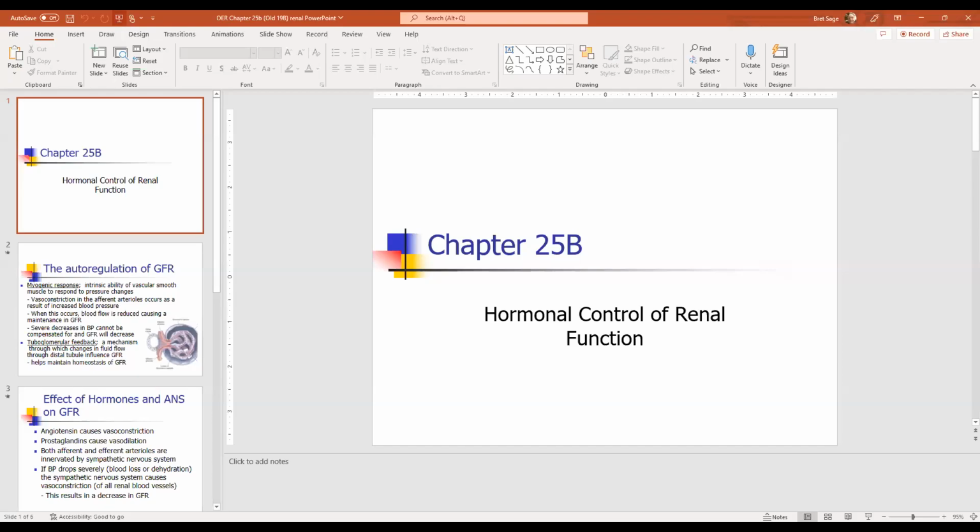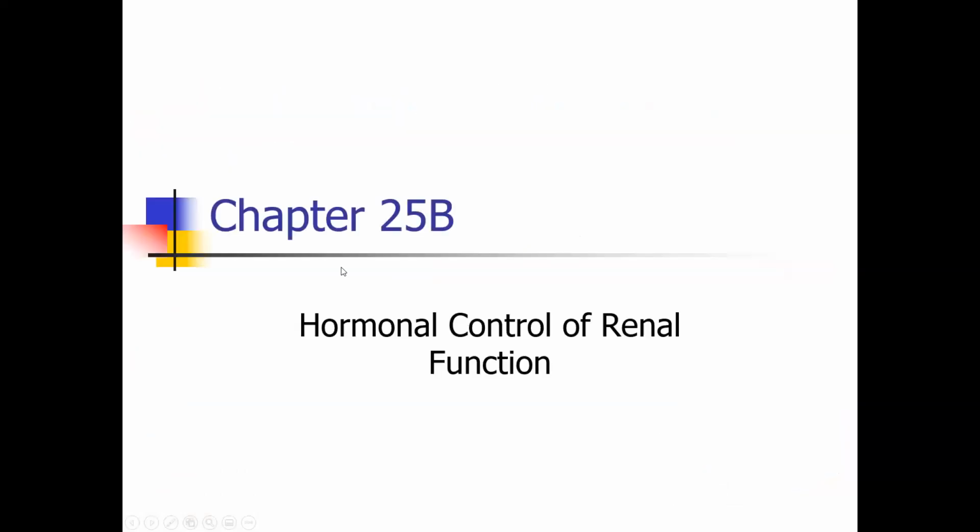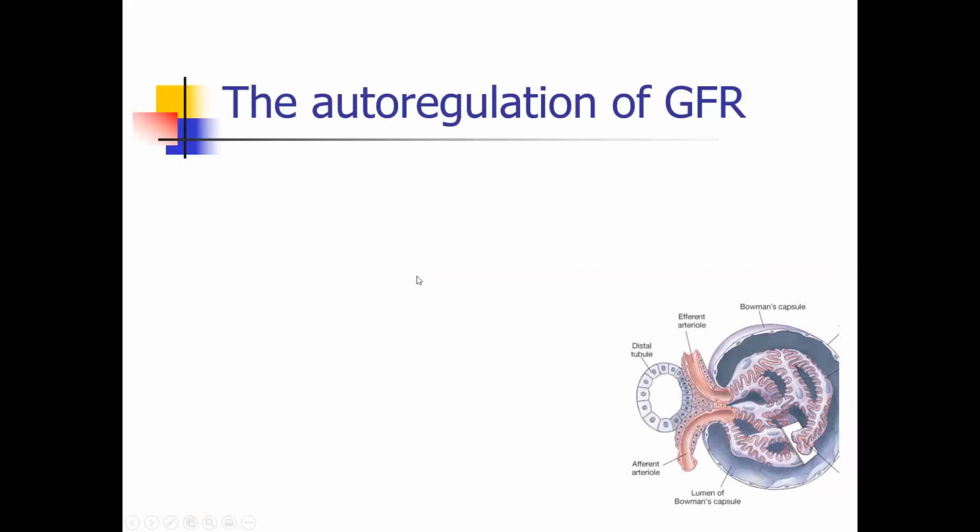Okay, so let's go to 25B, which is more renal. Okay, hormonal control of renal function. Okay, autoregulation of GFR. So what does autoregulation mean? Now, do you guys remember early on I talked about a really important concept? It was called homeostasis. And homeostasis means making sure everything stays nice and even. Now, one of the ways the body does, and the main way the body does homeostasis is through a process called negative feedback. That means if you get out of normal, the body responds, causing some effect.